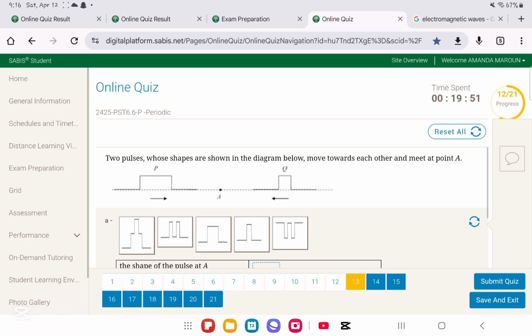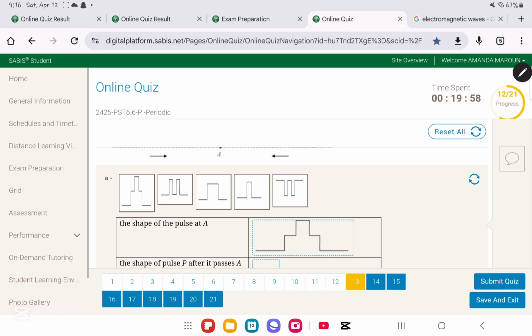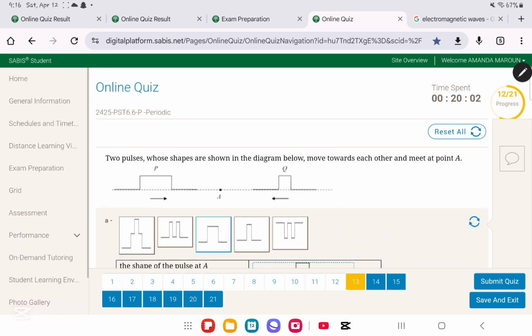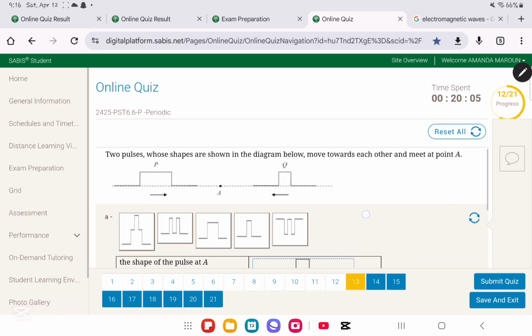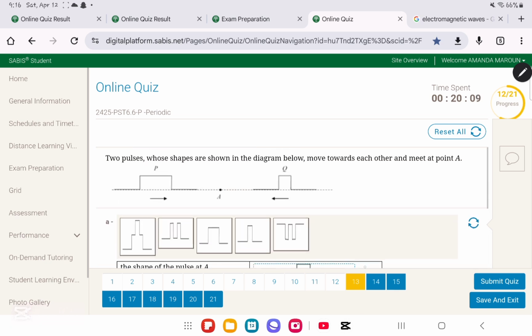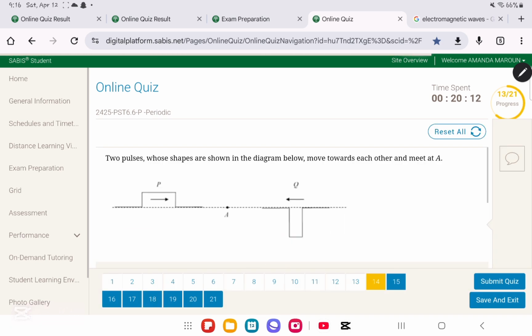They said 2 pulses whose shapes are shown in the diagram move towards each other and meet at point A. So what's going to happen is constructive interference. They will add on top of each other. And the shape of pulse P after it passes A is going to be exactly the same as it was. So you will choose this one over here. Now this phenomenon, we know that this is constructive interference. We'll move on to question number 14.